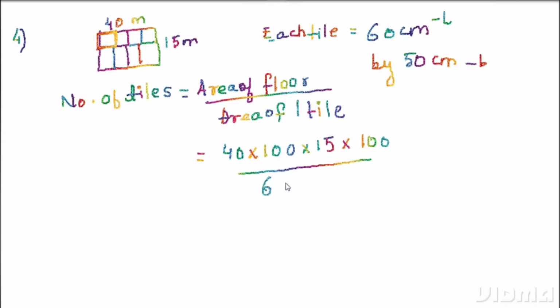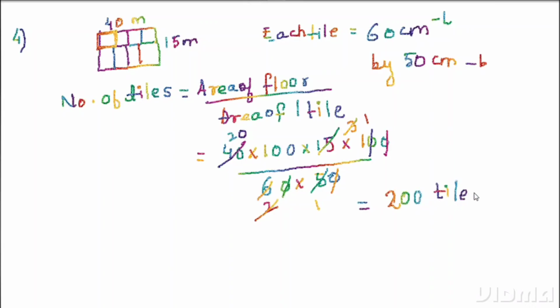So that is 60 into 50. तो अगर इसका 1010 कैंसिल करते हैं, 1010 कैंसिल कर देते हैं. 5 1 जा 5, 3 जा 3, 1 जा 3, 2 जा 2, 1 जा 2, 20. So कितना टाइल्स मुझे मिल रहा है? I am getting that this is equal to 200 tiles. तो 200 tiles will be required to cover this floor. So ये था मेरा fourth question. Now let's move on to the fifth question.